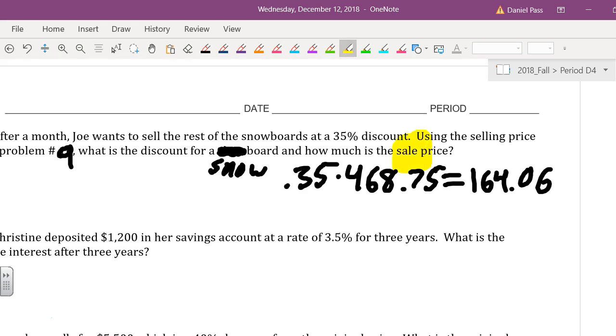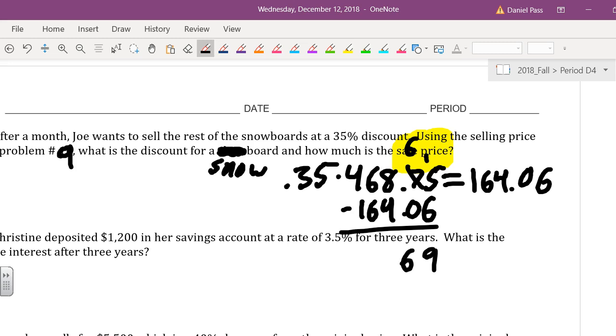So are we done? No. What do we need to do? We subtract that from 468.75. Right, and what do we get? Let's see. Did you guys get 304.69? Yay! Alrighty. Excellent job, Lucky Charms.